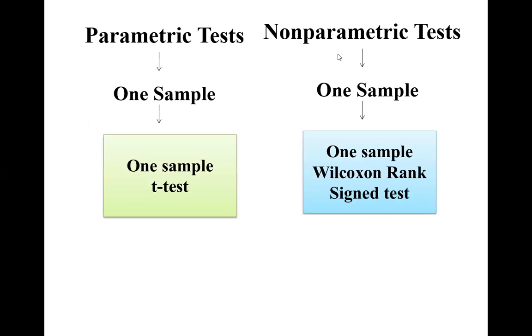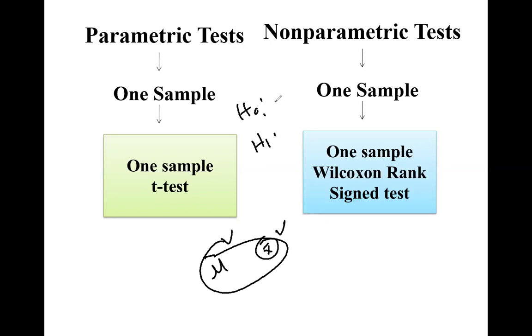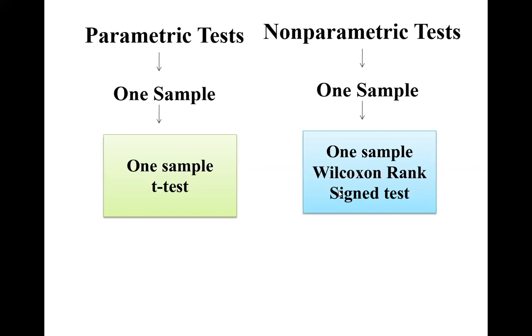The one sample t-test we use when we have a population and we take a small part of this population, and then we compare the sample mean with the population mean, and we develop the hypotheses. There are 2 hypotheses: null hypothesis and alternate hypothesis. Null hypothesis means population mean equals the sample mean, and alternate hypothesis means sample mean does not equal the population mean. If my data is not normal, then I will use the non-parametric test, the one sample Wilcoxon signed rank test.